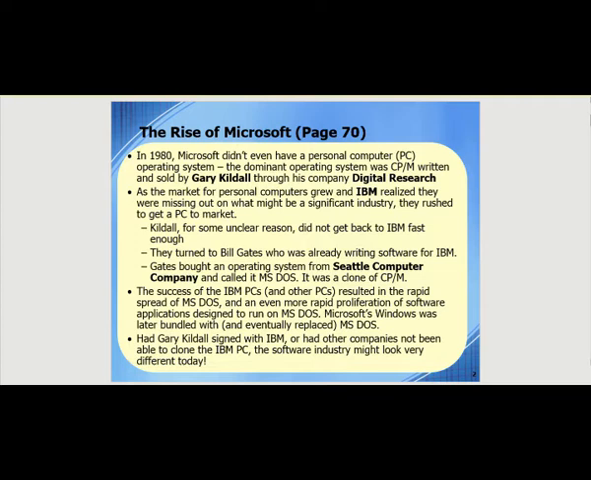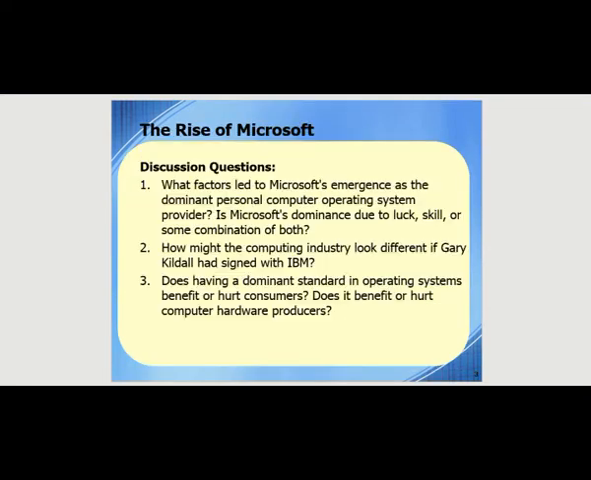The discussion questions that you need to answer are: What factors led to Microsoft's emergence as the dominant personal computer operating system provider? Is Microsoft's dominance due to luck, skill, or some combination of both? Question number 2. How might the computing industry look different if Gary Kildall had signed with IBM? Number 3. Does having a dominant design in operating systems benefit or hurt consumers? Does it benefit or hurt computer hardware producers? Please make sure you read this case study on page number 70 in detail and answer these 3 questions.